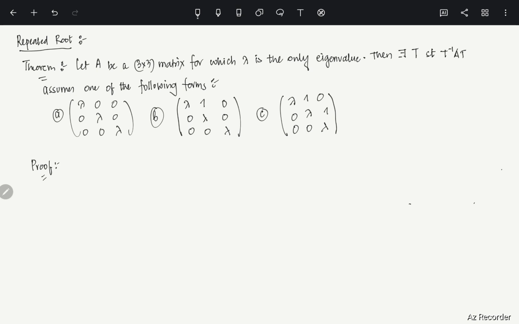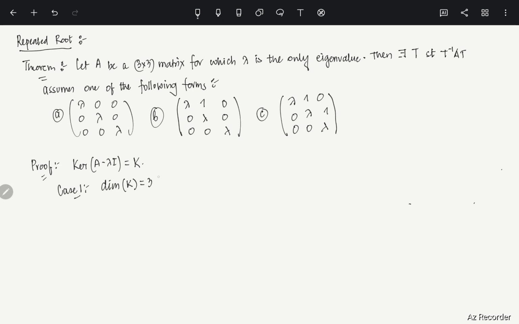Now, if you see, it all depends on basically the kernel, right? So let's define the kernel of A minus lambda I. Let's just call it K. Clear? If we call that K, and the dimension of K is 3, let's say. Okay, so case 1, the dimension of K is 3.